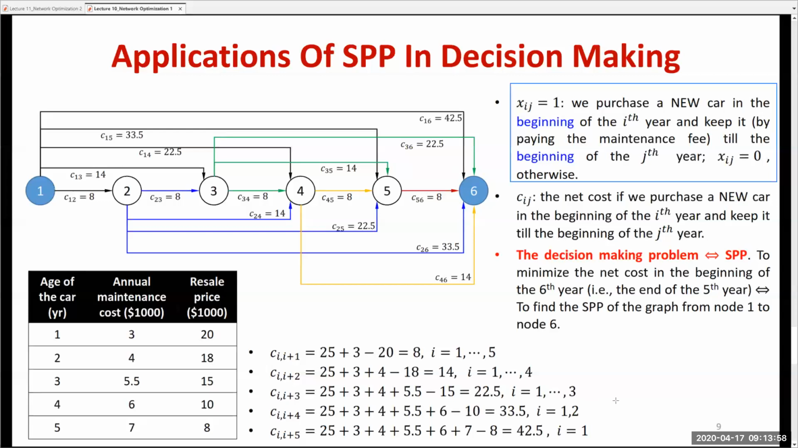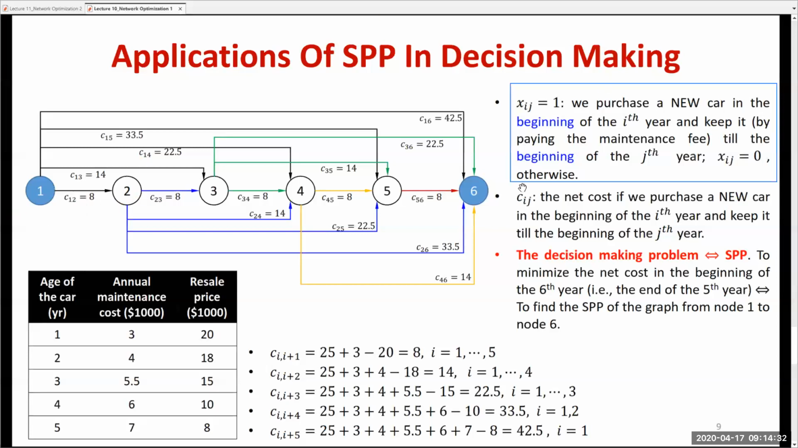Okay, now let's have a look. Let me ask you a very simple question. What if I purchase a new car in the beginning of the first year, and then I sell it in the beginning of the 2nd year? How much will it cost? What I mean is, how much would you pay in total? If I buy a car in the beginning of the 1st year and sell it in the beginning of the 2nd year, first of all, what is your cost? Your cost is 25,000.